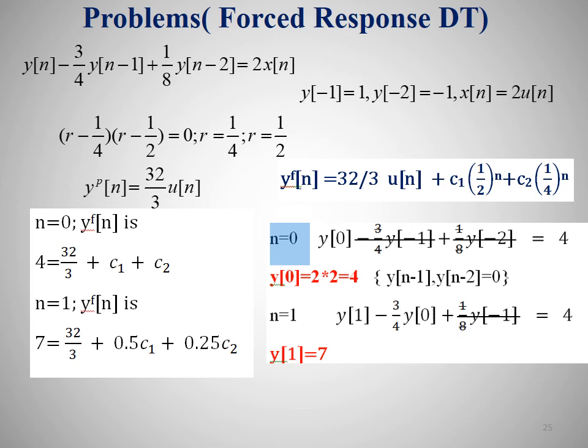What happens when n is equal to 1? When n is equal to 1, from the difference equation the value is 7, and from here we get 32 by 3, as shown here, plus c1 into 1 by 2 power 1, that is 0.5. Similarly, plus c2 into 1 by 4 power 1, that is 0.25. So we get the expression 7 is equal to 32 by 3 plus 0.5 c1 plus 0.25 c2.